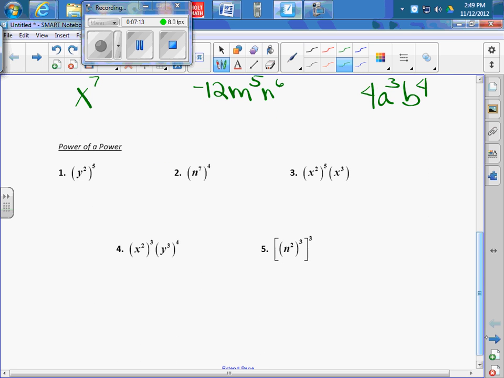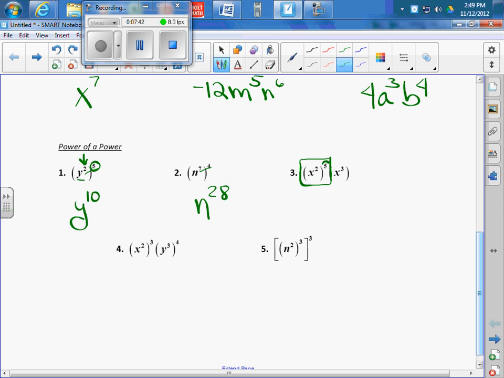So let's talk about this y having an exponent of 2. When there's a 5 outside the parentheses, I'm merely going to multiply those two exponents, and I'll get y to the 10th power. In number 2, I multiply the 7 times the 4. I'll get n to the 28th power. In number 3, this x to the second to the 5th power.